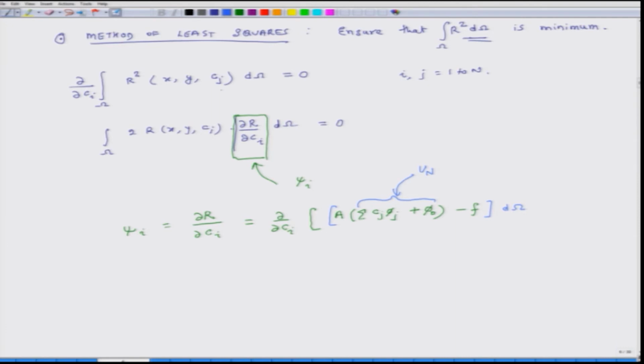Okay. So, this entire thing is my residue, and I am integrating this entire residue on the domain. Okay. Now, I say that if A is a linear operator, then what will be the powers of Cj's?